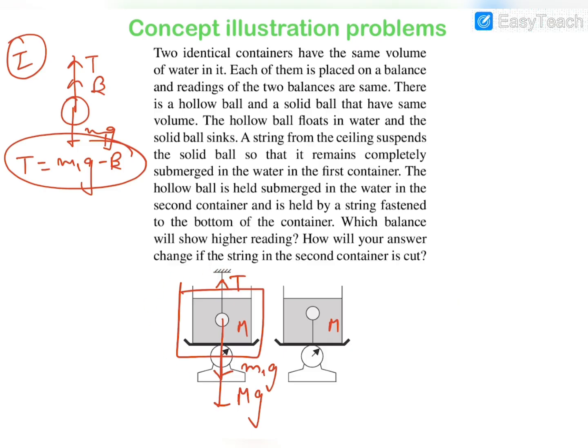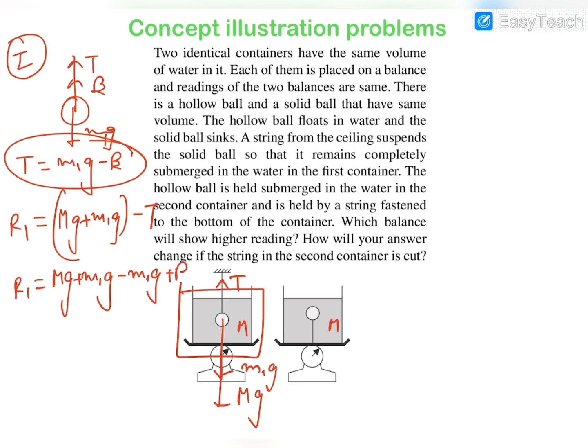So if we consider the reading R1, then it would be equal to Mg plus m1g minus T, and R1 is therefore Mg plus m1g minus m1g plus buoyancy. So R1 will be equal to Mg plus buoyancy. Okay, so this is the reading of the weighing machine in this case.